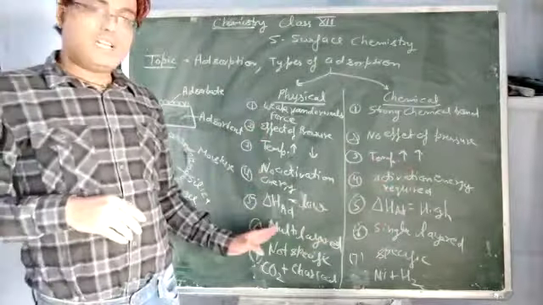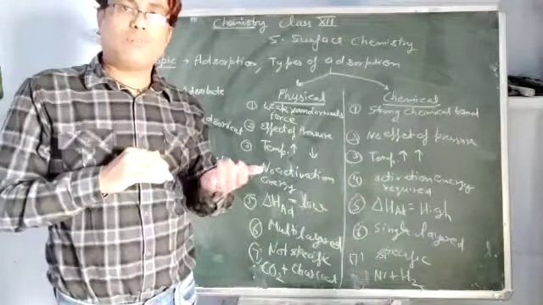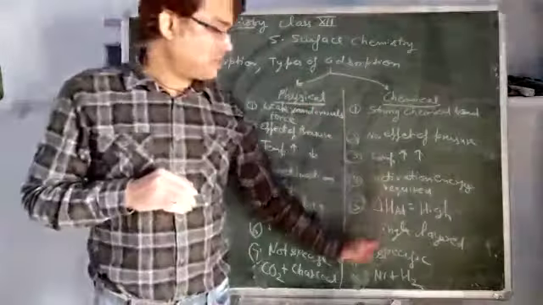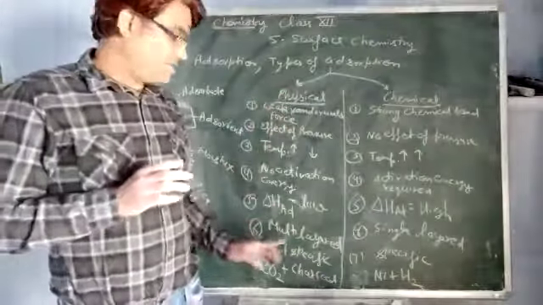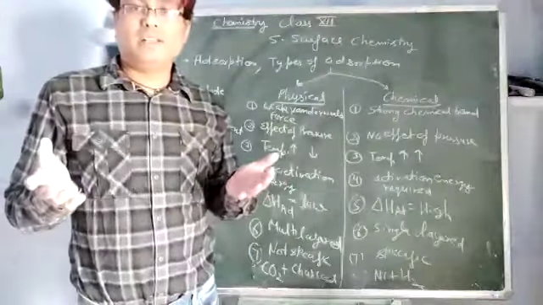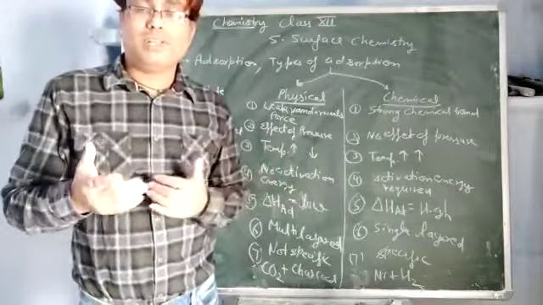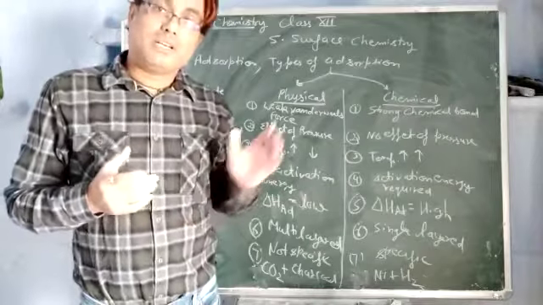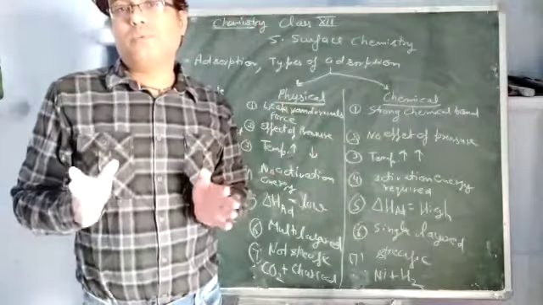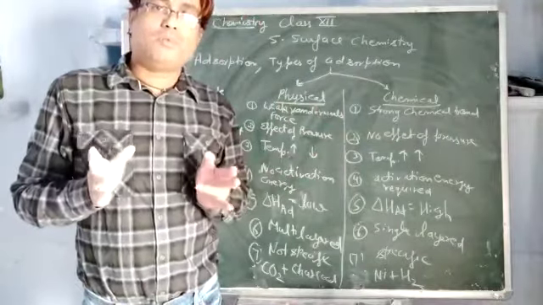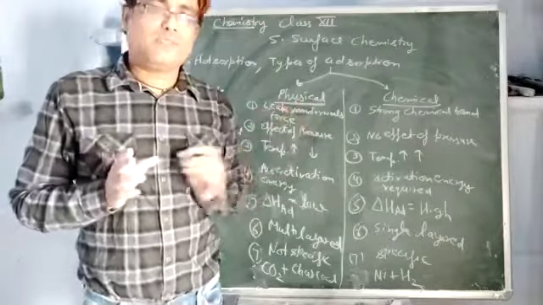Now next point, physical adsorption is multi-layered. Different layers may be formed over each other due to van der Waals force of attraction. But chemical adsorption is single layered. Now next point, physical adsorption is not specific. You know that weak van der Waals force of attraction can form between any substances. But chemical adsorption is specific, because here a chemical bond is formed, and a bond is formed only between specific substances.